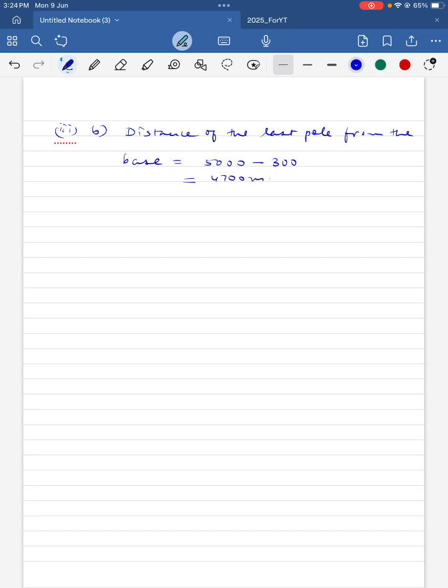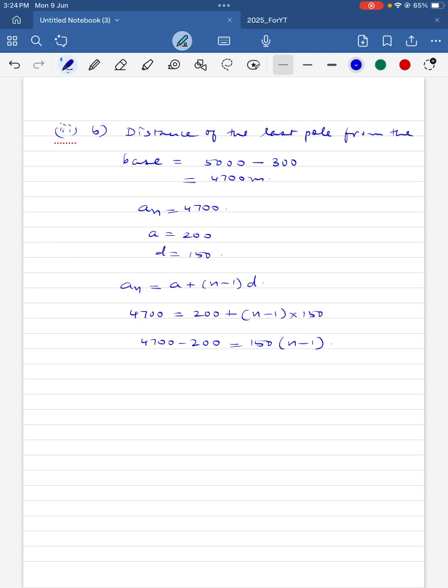Now we know that we can take AN as 4700 and we know A is 200 and we know D is 150. So let's use the formula AN equal to A plus N minus 1 into D. AN I know is 4700 equal to 200 plus N minus 1 into D. Now N is the number of poles. Okay, so let me bring 200 to the other side. So 4700 minus 200 is equal to 150 times N minus 1, which gives me 4500 equal to 150 times N minus 1. Or N minus 1 now becomes 4500 divided by 150.